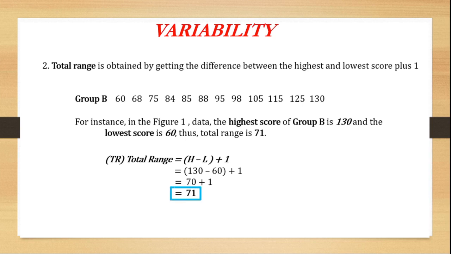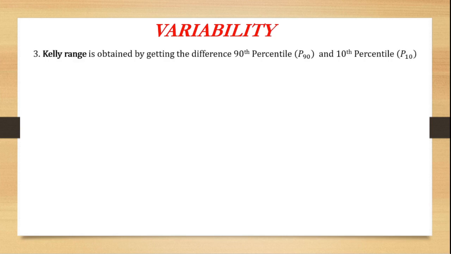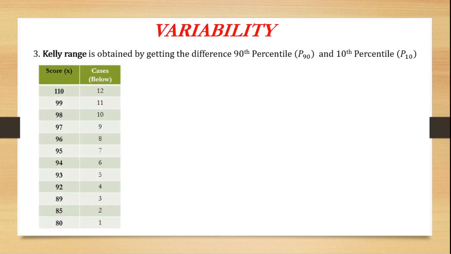The next is the Keller range. Keller range is obtained by getting the difference between the 90th percentile and the 10th percentile. Suppose we have now the data. It shows in the table that the lowest score is marked as 1, the second lowest score marked as 2, and so on up to the highest score.